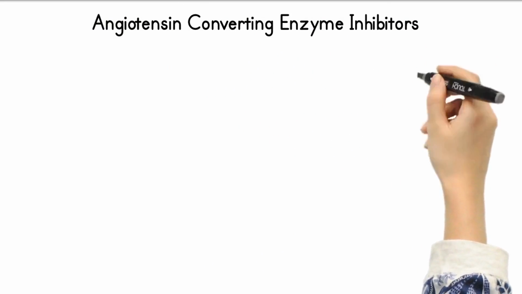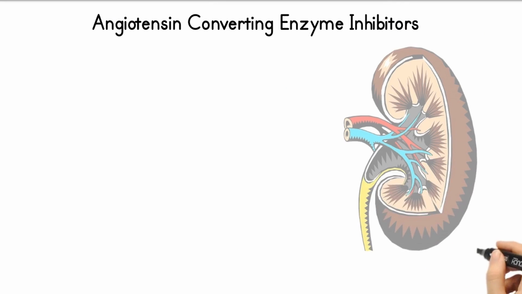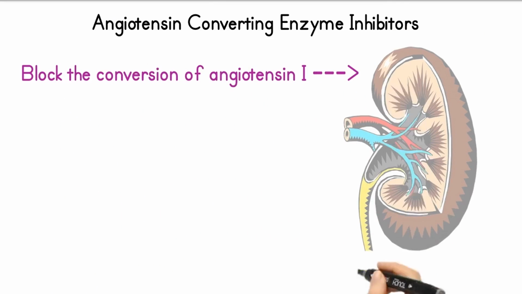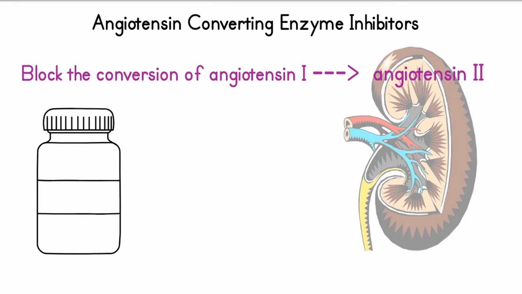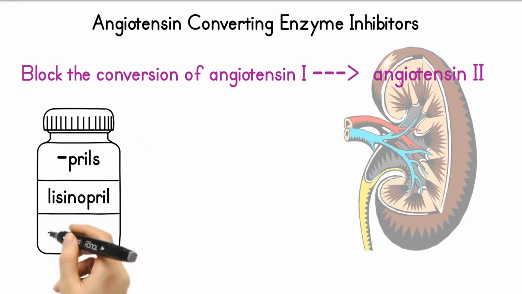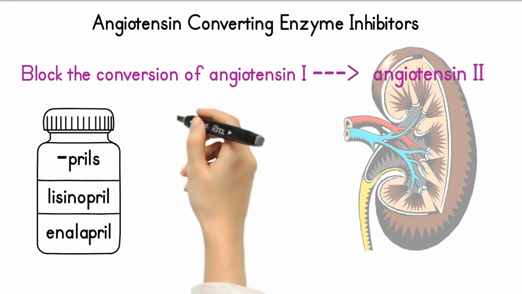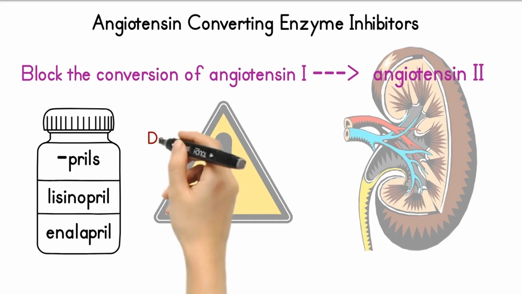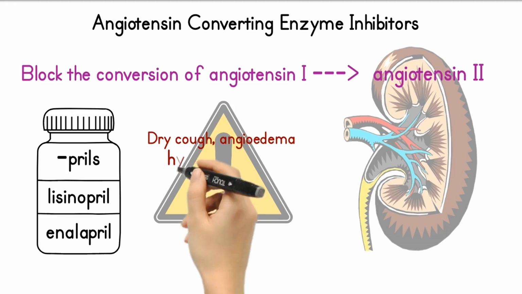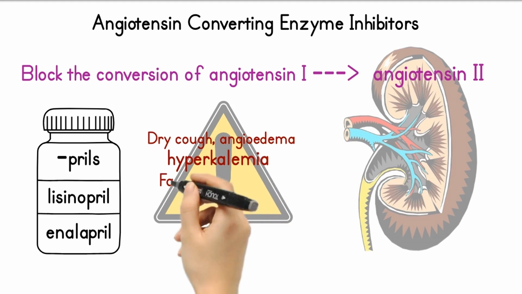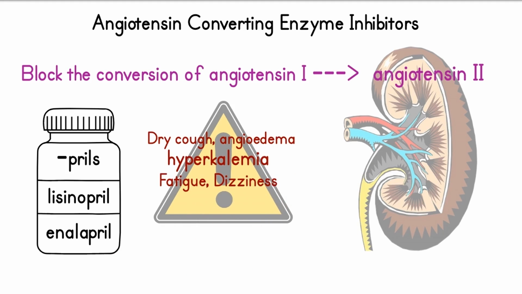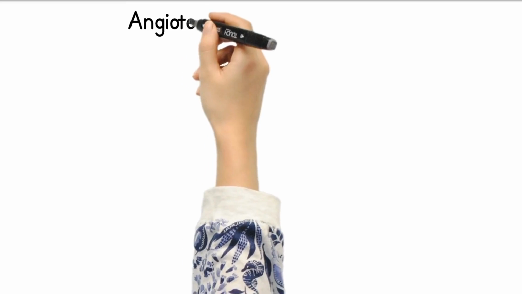Angiotensin converting enzyme inhibitors block the conversion of angiotensin 1 to angiotensin 2 during RAAS. This class of drugs often ends in pril, such as lisinopril and enalapril. Adverse effects include a dry cough or angioedema, swelling of the lips and face, due to ACE receptors in the lungs. Increased potassium, because aldosterone is prevented from excreting potassium. Fatigue and dizziness, potentially from a low blood pressure.